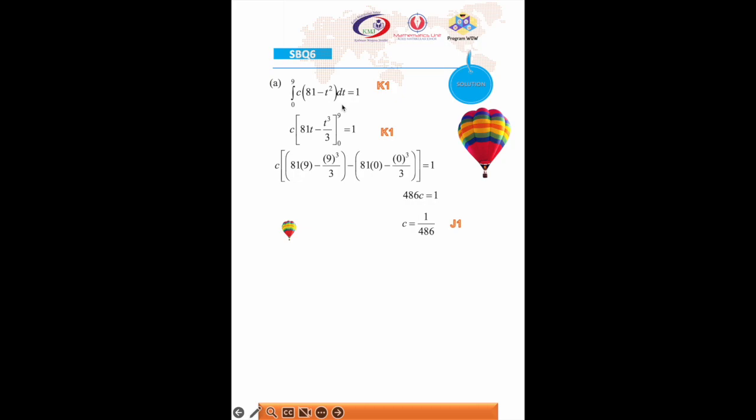And then once you have done your integration, this c is now a constant, so you can take it out of the integral, and then you can integrate this bracket like usual, and then you're going to sub 0 to 9. Okay, you're going to sub 9 and 0, equal to 1, still equal to 1. And then you're going to solve this left hand side. You're going to get 486. And then c is equal to 486. So that's going to give you 1 mark.